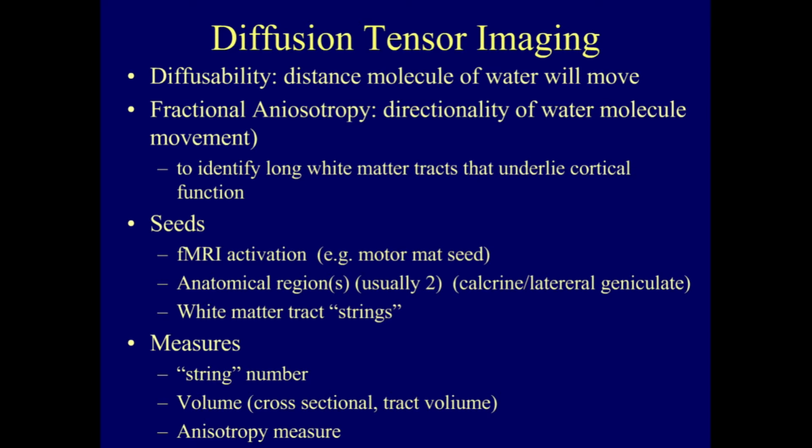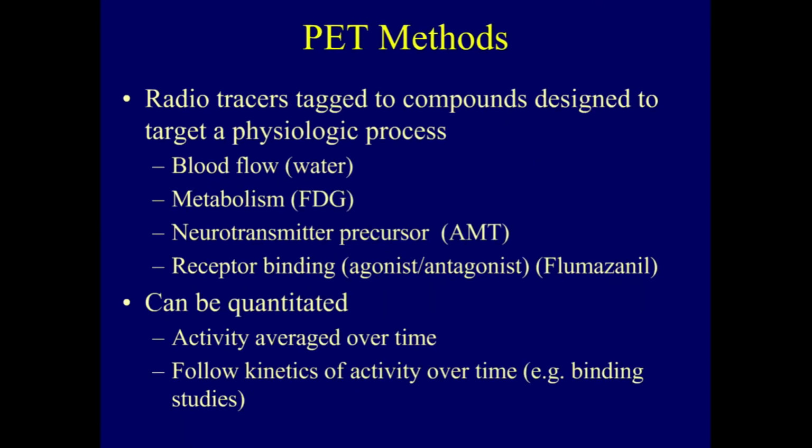What is particularly problematic is how you measure tracts. One can look at the fractional anisotropy and/or its asymmetry. One can look at the volume of a tract, that is cross-sectional or tract volume. One can also look at the string number. There is ongoing debate about how reproducible and how valid each of these measures are, and that remains a topic of ongoing investigation and discussion. So that concludes the section on structural MRI analysis.